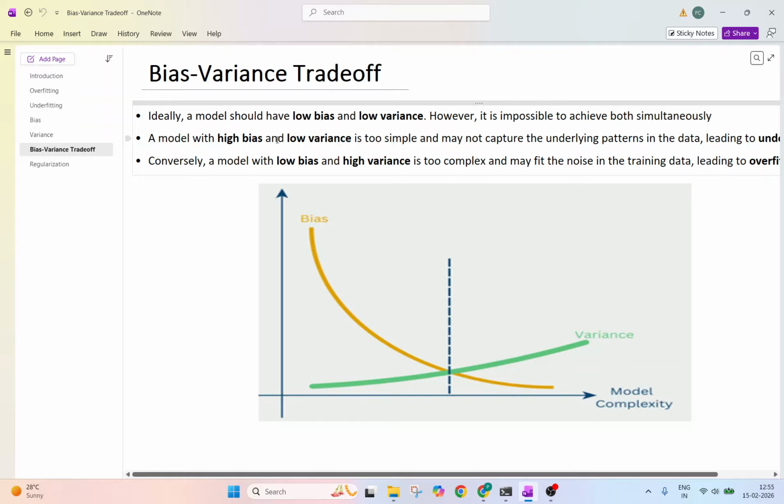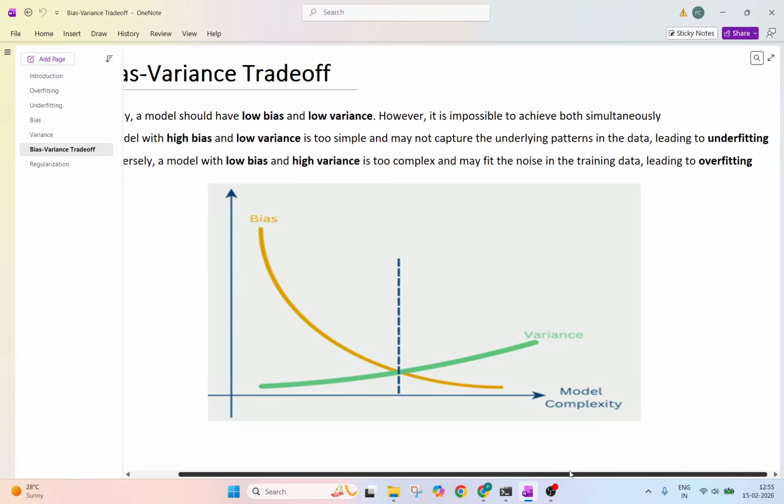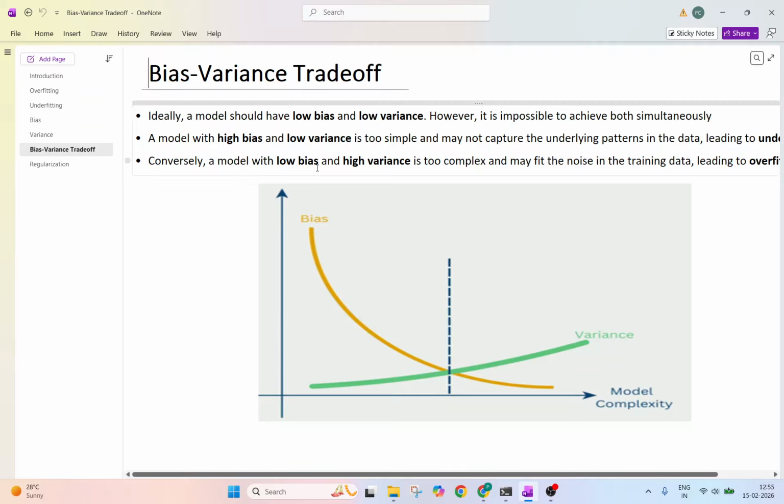So a model with high bias and low variance is too simple and may not capture the underlying patterns in the data, leading to underfitting. Conversely, a model with low bias and high variance is too complex and may fit noise in the training data, leading to overfitting. Now, why do I say high bias and low variance, or low bias and high variance? Can I not say low bias and low variance?